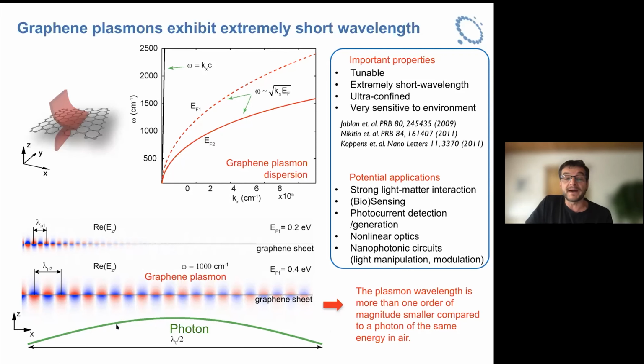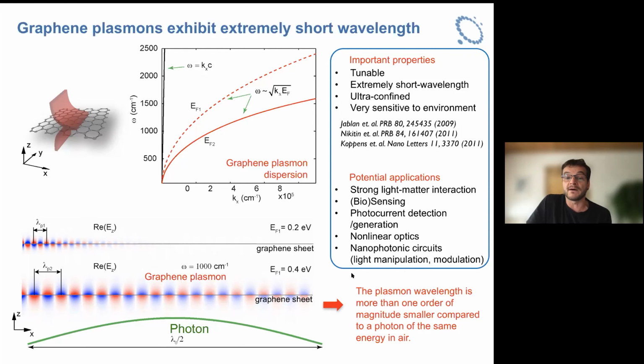So by coupling light to a graphene sheet, we can have extreme compression of light. We can have, for example, infrared photon energies, but wavelengths that correspond to UV. And that, of course, makes it extremely interesting for generating strong light-matter interaction, for biosensing, for photocurrent detection, nonlinear optics. A lot has been done already. I don't want to talk about that.